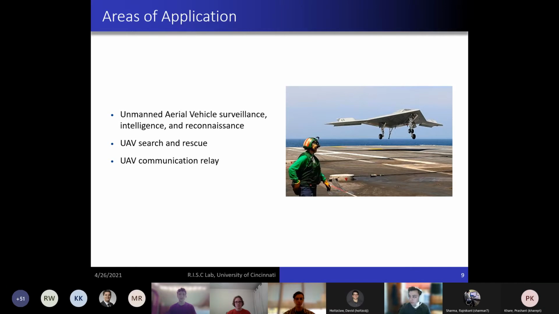Areas of application: this kind of feeds into search and rescue, UAV communication relay, and unmanned aerial vehicle surveillance, intelligence, and reconnaissance.